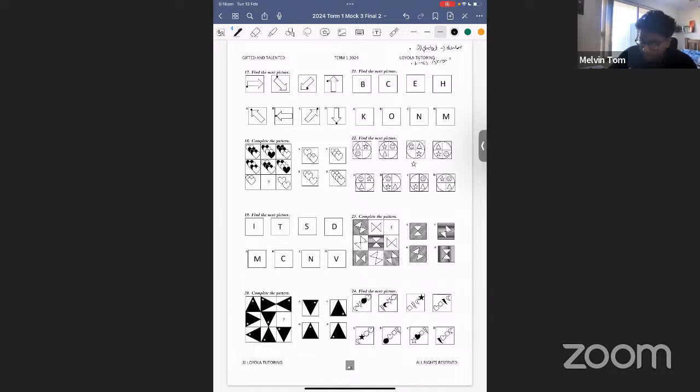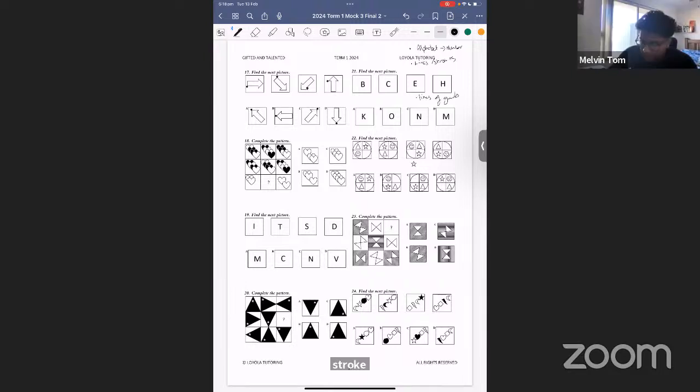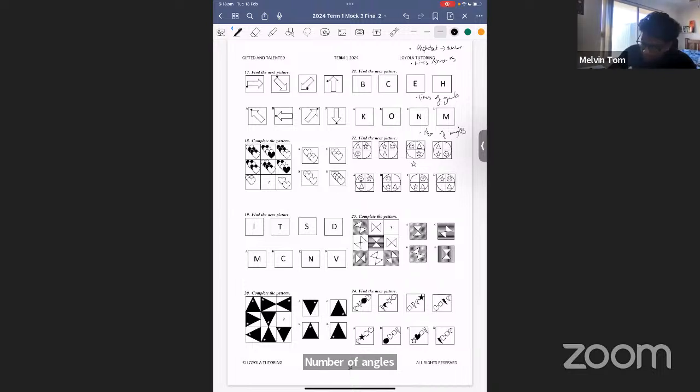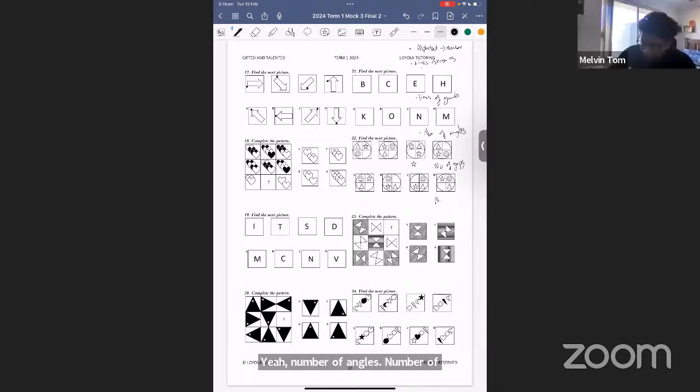What else do we have? Lines of symmetry. Number of angles. Number of gaps. And number of straight or curved lines. Yeah. So within this we have straight or curved lines. These are the different things we should always look out for whenever we see letters. So let's go through some of them. Let me rub it out.